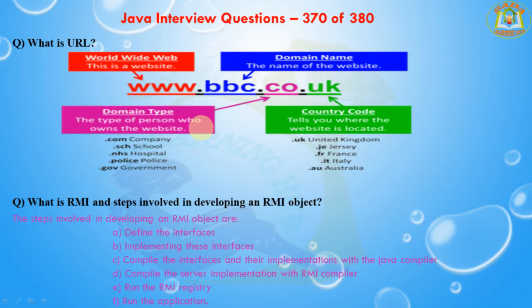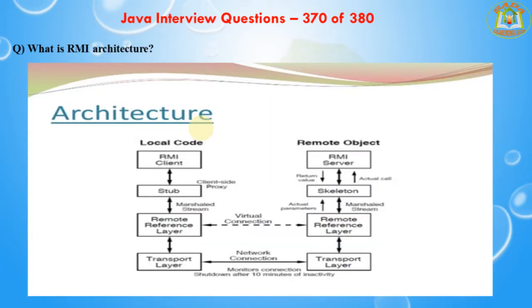We need to follow these steps to create an RMI object. The next question is: what is the RMI architecture? The RMI architecture consists of four layers, and each layer performs specific functions. The first layer is the application layer. The application layer contains the actual object definitions. The second layer is the proxy layer. The proxy layer consists of stubs and skeletons.